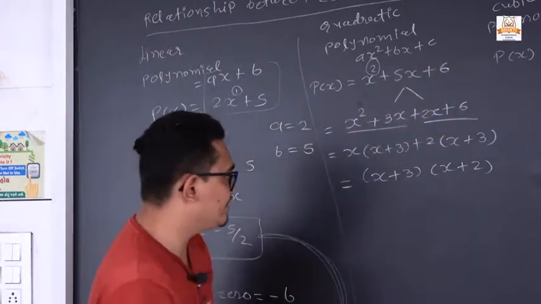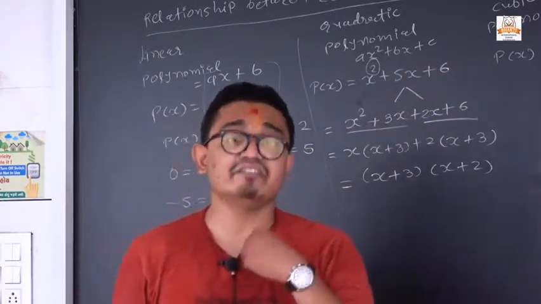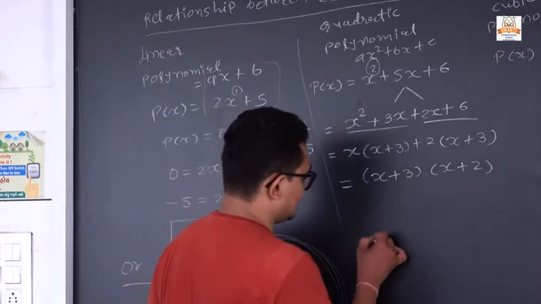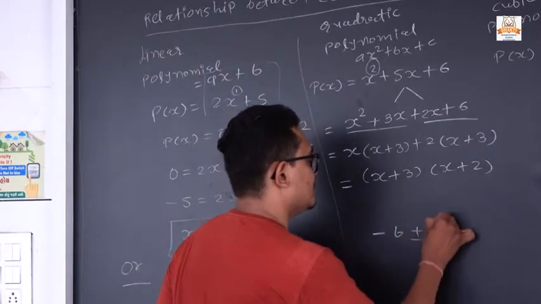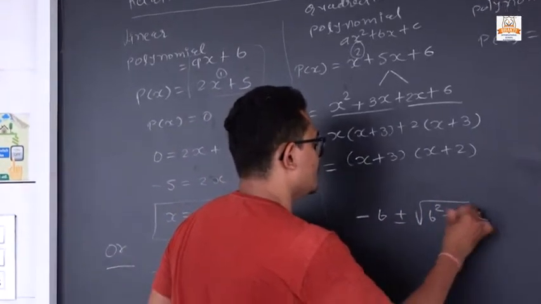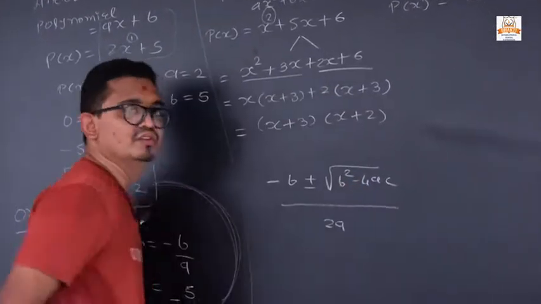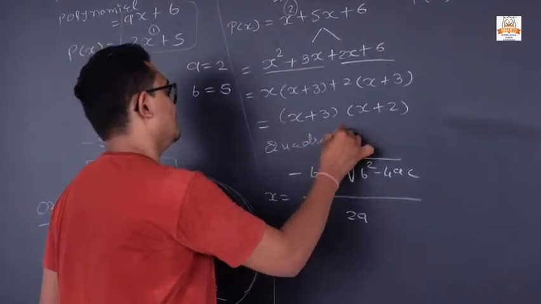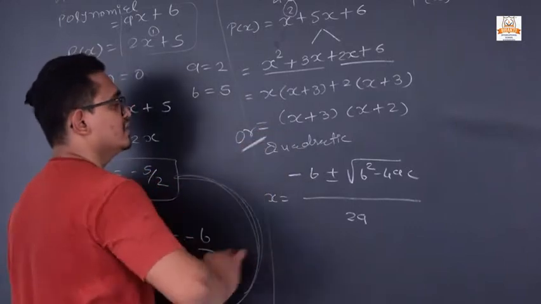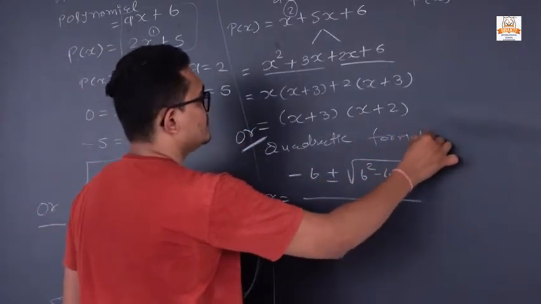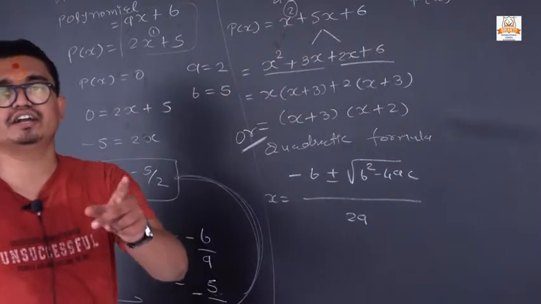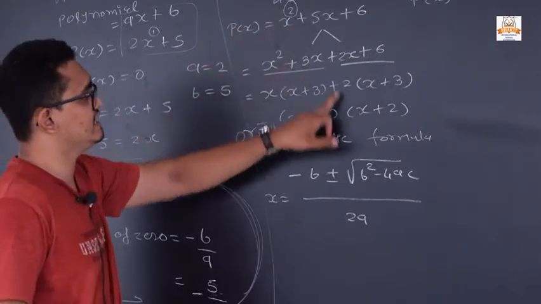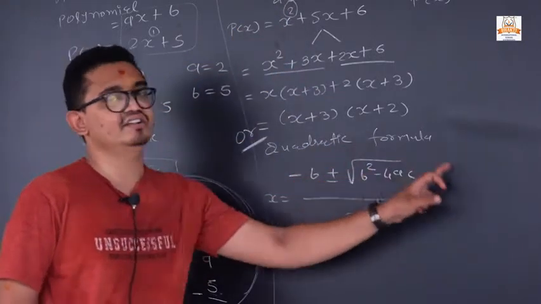So for that we have one formula which appeared in chapter number 4, quadratic equations. We have the formula: minus b plus or minus the square root of b square minus 4ac, upon 2a. It is also known as the quadratic formula. So it is our second method. It means that if you want to find the zeros of a quadratic polynomial, the first method is factorization and the second method is the quadratic formula.